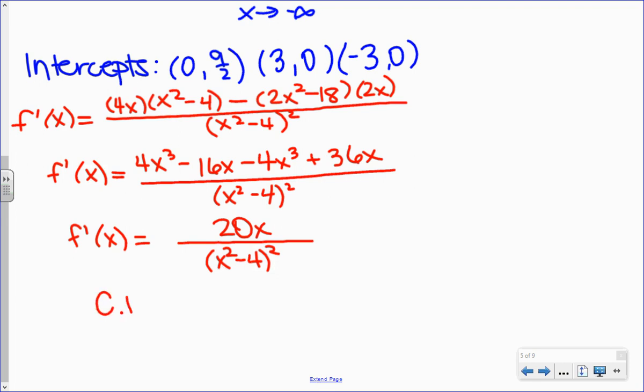So we're going to look at our critical points, and here's where we have to remember that critical points occur both when our derivative is 0 and/or undefined. So where is our derivative 0? 0. Where is our derivative undefined? Negative 2 and 2. Okay, so our derivative is 0 where the numerator is 0. 20x equals 0 at 0. And then our derivative is undefined where the denominator is 0. So 2 and negative 2.